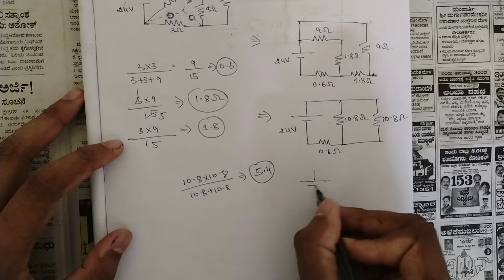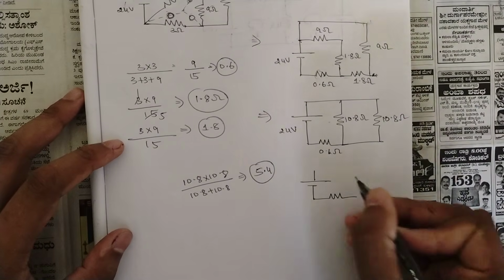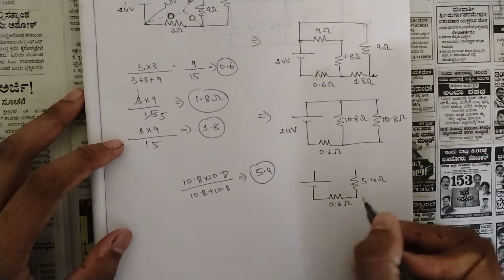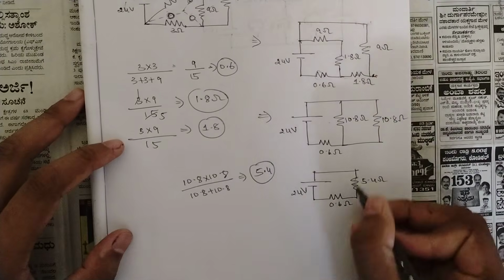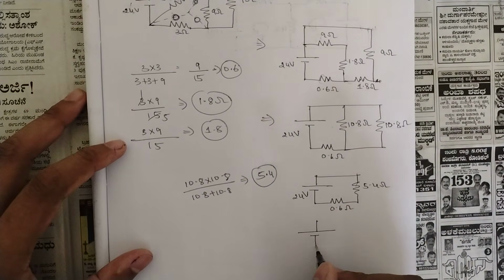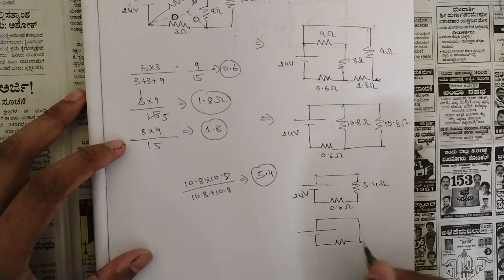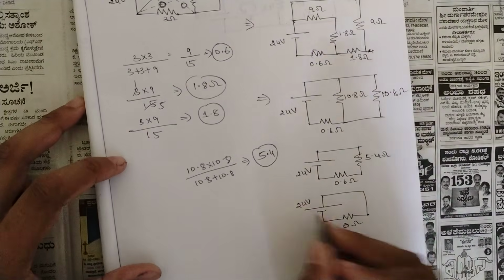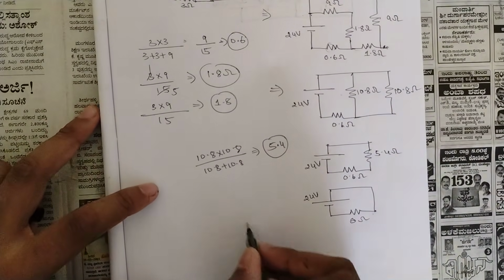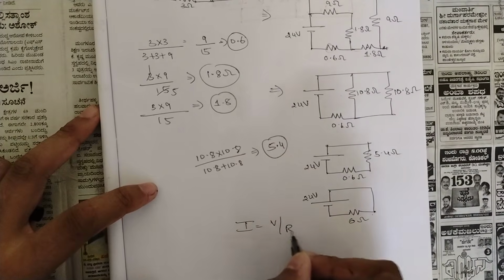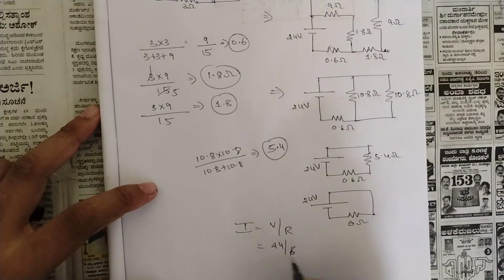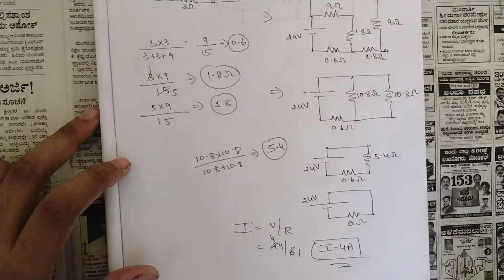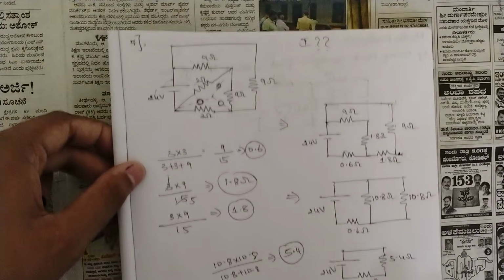So now we have 24 volt, 0.6 ohm, and 5.4 ohm. Finally these two are in series, so we get 5.4 plus 0.6, which is 6 ohm, and this is 24 volt. So we have one voltage source and one resistance. Finally I is equal to V by R, 24 by 6, that is 6 ones are 6, 4s are 24. So our current value is I equal to 4 amps. Like this we should solve this problem.